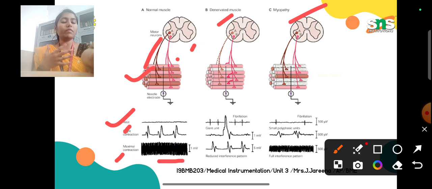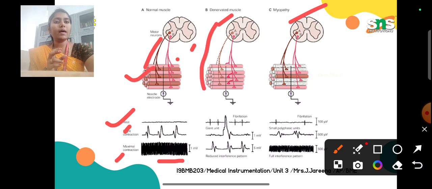This is how the waveform will look. So these are the three sets of output waveforms. You are getting three different conditions: the resting state, slight contraction, and maximal contraction. This is all about normal muscle. Now we will look into denervated muscle. If you see the diagram, you can see the changes when you compare with normal.